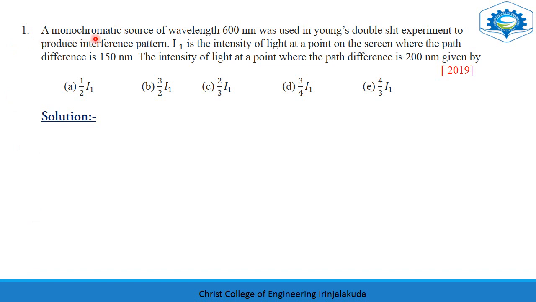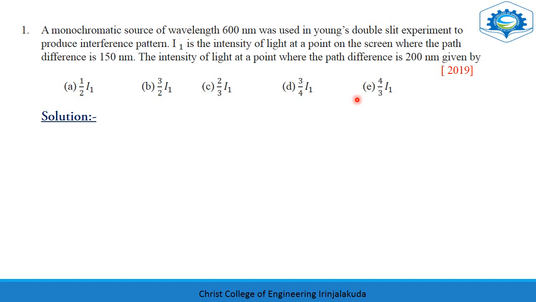A monochromatic source of wavelength 600 nanometer was used in Young's double slit experiment to produce an interference pattern. I1 is the intensity of light at a point on the screen where the path difference is 150 nanometer. The intensity of light at a point where the path difference is 200 nanometer is given by. These are the options given. In this question, you are asked to calculate the intensity of light produced on the screen.